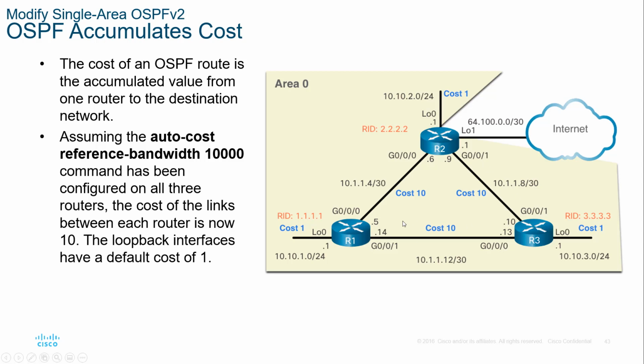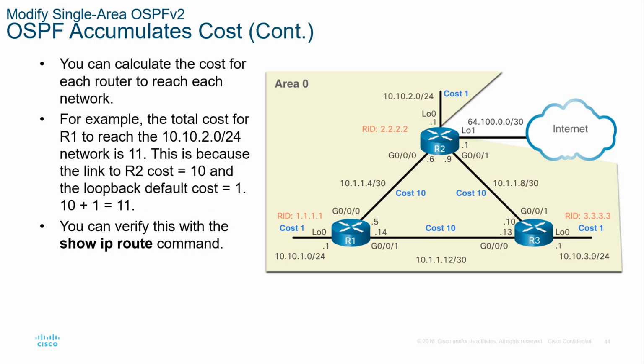This would not. However, if these were 10 gig links and this was just a gig link, then the preferred path would actually be R1 to R3, R3 to R2, R2 to the internet. But that's assuming these were 10 gig links and the costs were adjusted.